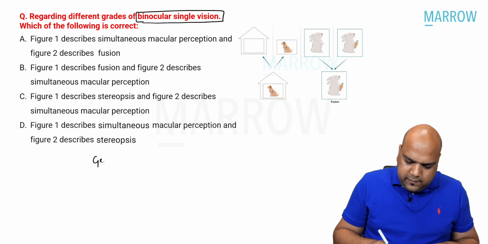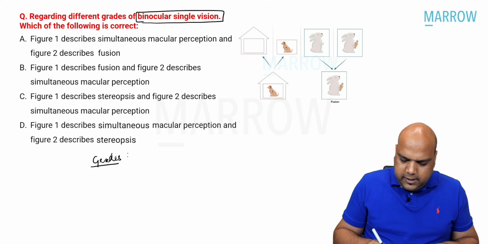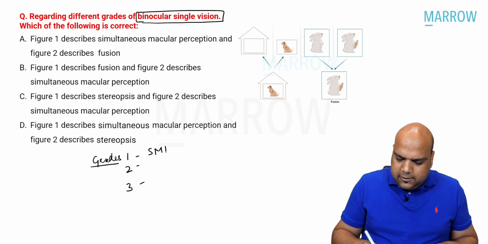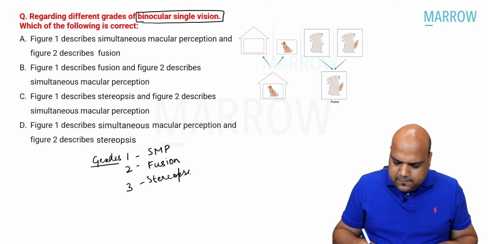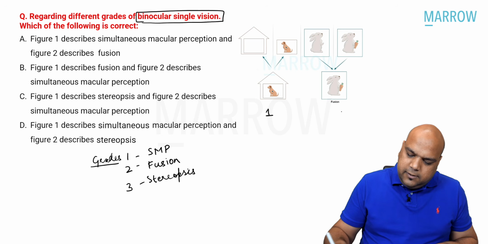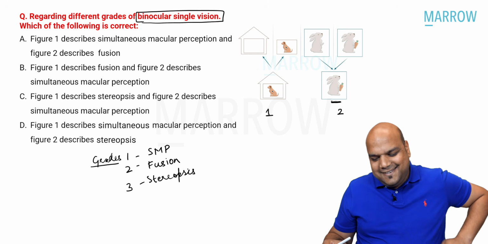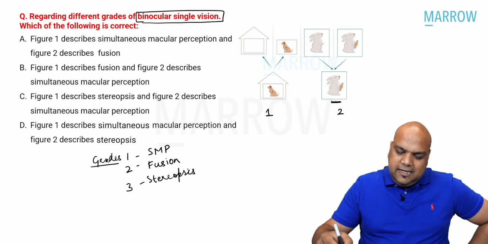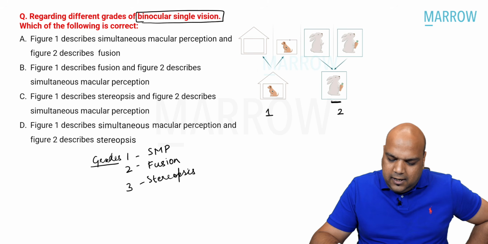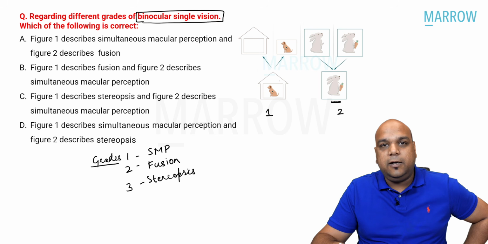So what are the grades of binocular single vision? Grade 1 is simultaneous macular perception, grade 2 is fusion, and grade 3 is stereopsis. So this is figure 1, this is figure 2. Nonetheless, in figure 1, what can we see? In figure 1, we can see a hut, and in the other eye, we can see a dog. But when we see together, we see a dog in a hut.